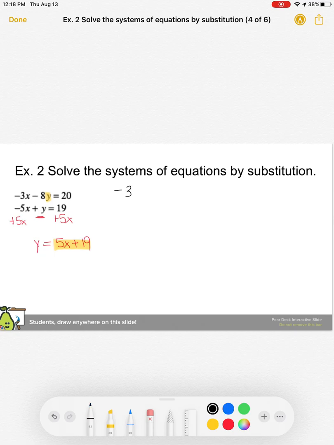So I'll have negative 3x minus 8, and then in parentheses I will put 5x plus 19, substituting in place of the y because I had y equals. You can go ahead and distribute and solve for x.